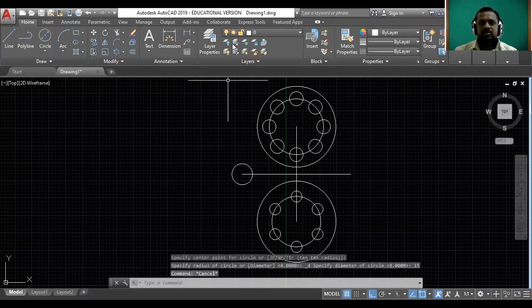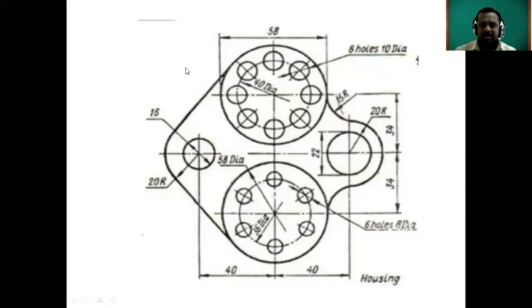Okay, so what is the next step? This circle we have to draw again from this point. What is the radius of this circle? 20. In this way we have to draw this circle, and then we have to join these three circles with the help of the tangent line.